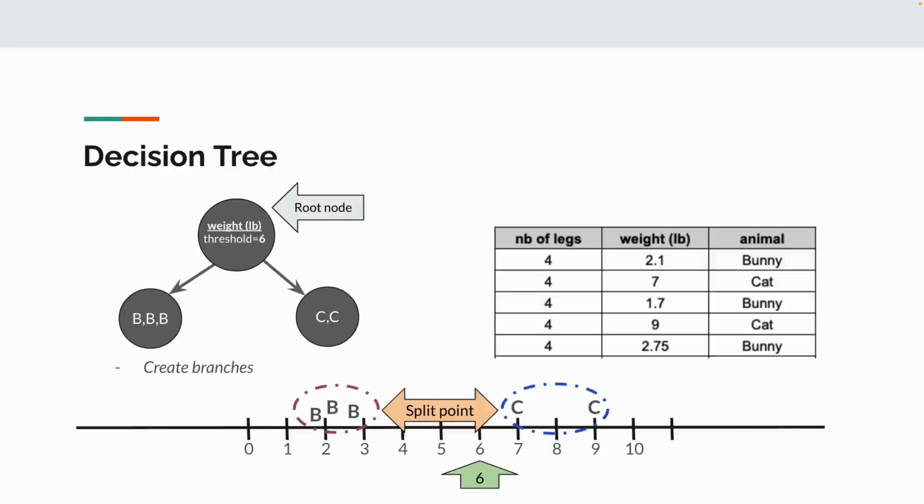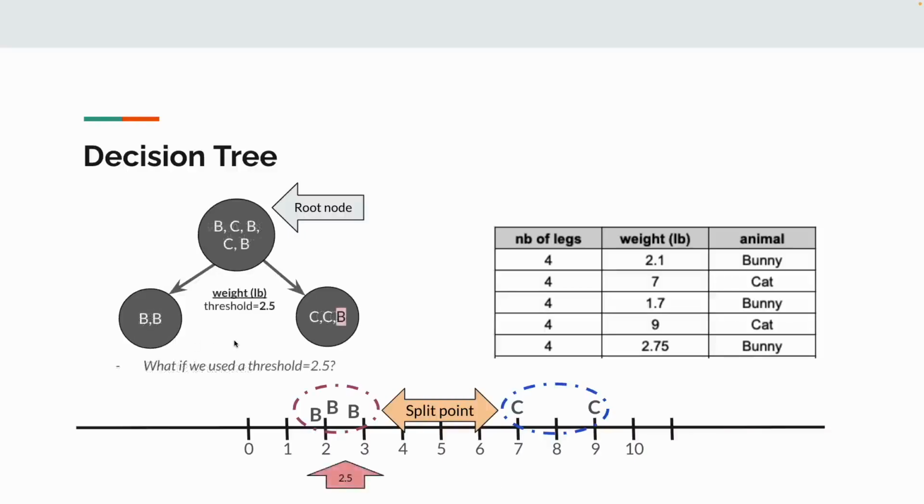As soon as you have identified this split point, you don't need to put your data points in the corresponding node. You just need to store the split point threshold value, and then your data points will be in your leaf nodes.